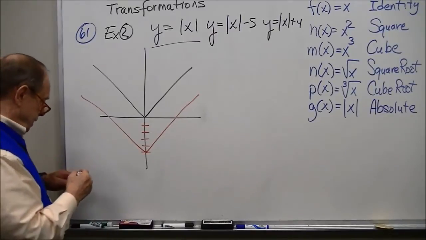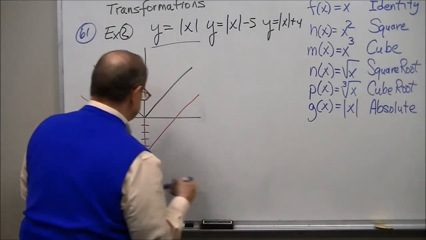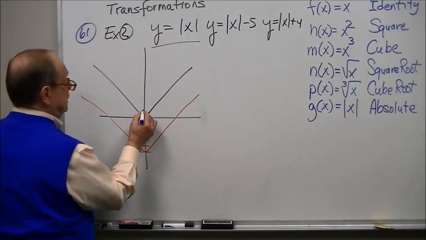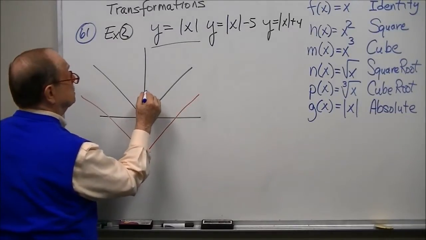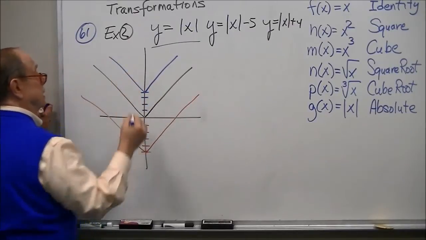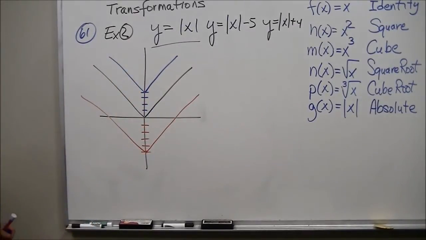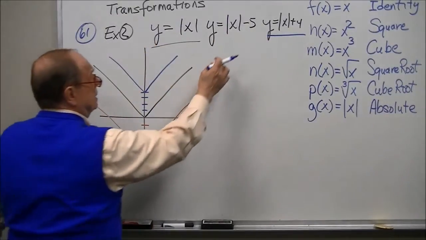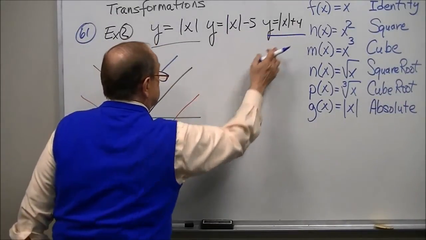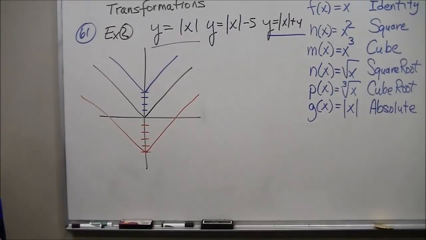If we move it up 4, shift it up 4, 1, 2, 3, 4, we then have our vertical shift by this constant, which used to be the y-intercept in a sense.